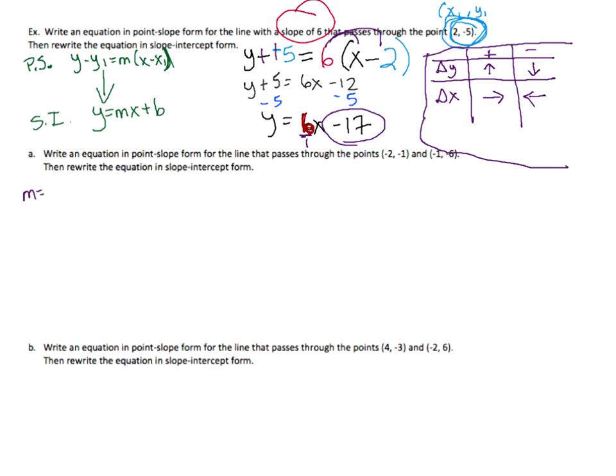First thing I'm going to do is find the slope. Slope is y2 minus y1 over x2 minus x1. Okay, so y2 is negative 6 minus y1 is negative 1 divided by x2, negative 1, minus x1, negative 2. Okay, so both of these are really plus. So that's negative 6 plus 1, which is negative 5, and negative 1 plus 2, which is 1. So I have a slope of negative 5.